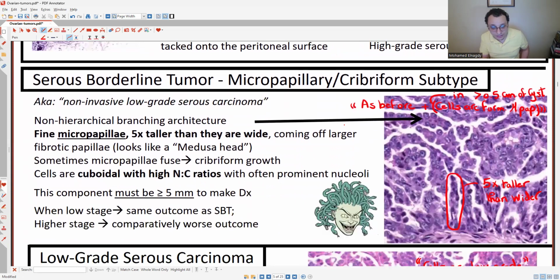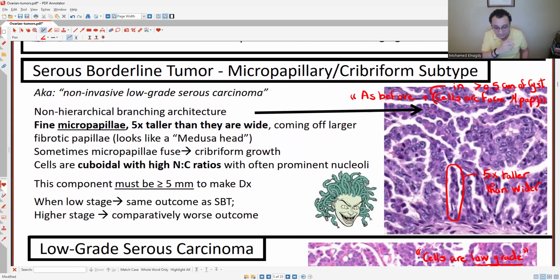Then let's talk about this entity he added, I think. This entity was not there in the previous version. Let me double check, hold on. No, it was there, but it didn't have this picture, this evil head picture. So he's saying that this is called serous borderline tumor, micropapillary or cribriform subtype. I've never found it in the boards, and he even mentioned that this doesn't have any prognostic value, or doesn't add anything to the prognosis of the patient.